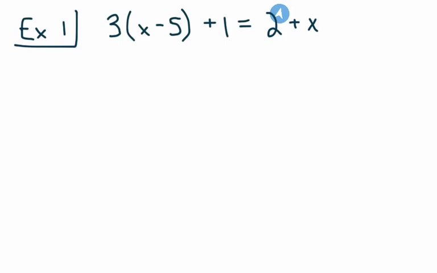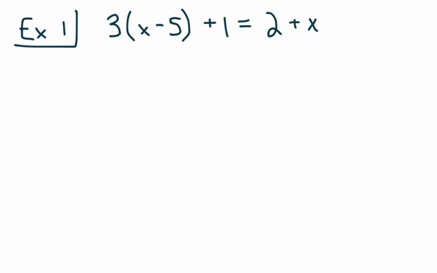But when we take a look at the right side, we have 2 plus x. We have a constant term, and we have a variable term. That's it. There's nothing we can do to simplify this right side of the equal sign. So we're going to focus primarily, at least for this example, just on the left side.